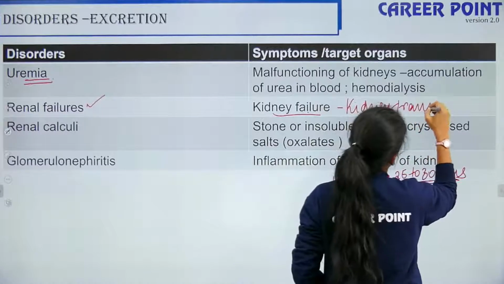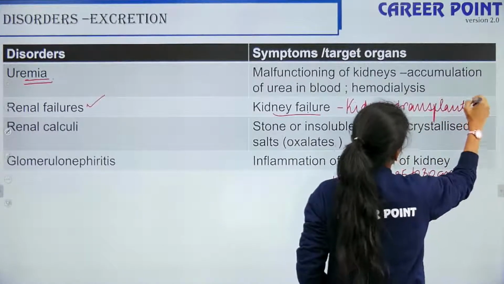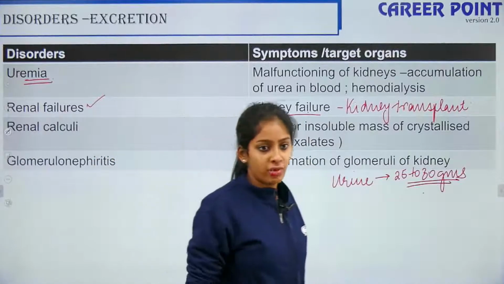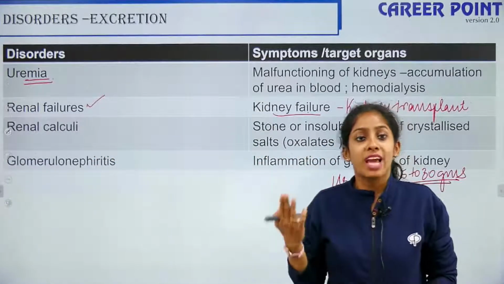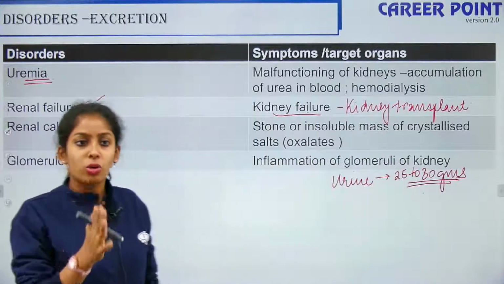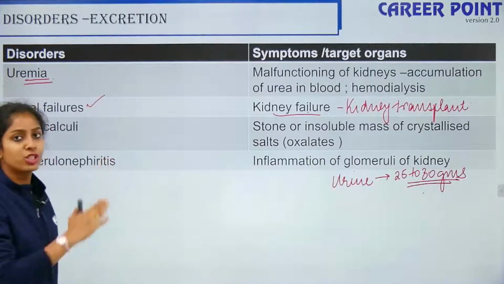So with transplant, you have another problem. What is it? That is rejection. So graft rejection is happening, right? Your body will not accept anyone's kidney. So the kidney should be from a close relative. The donor has to be closely related to the individual.